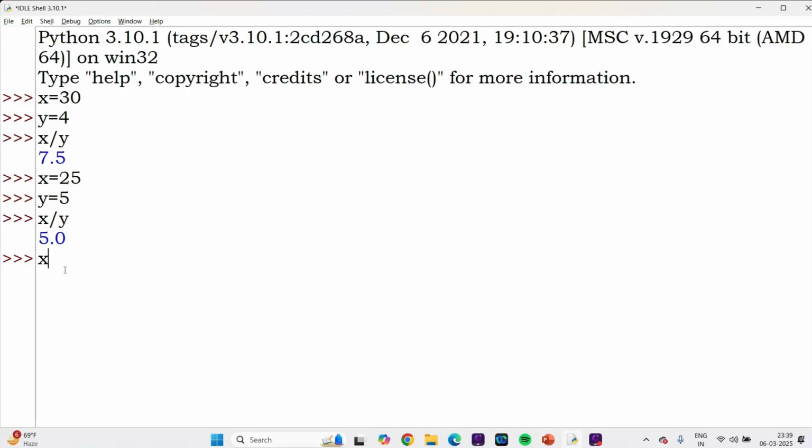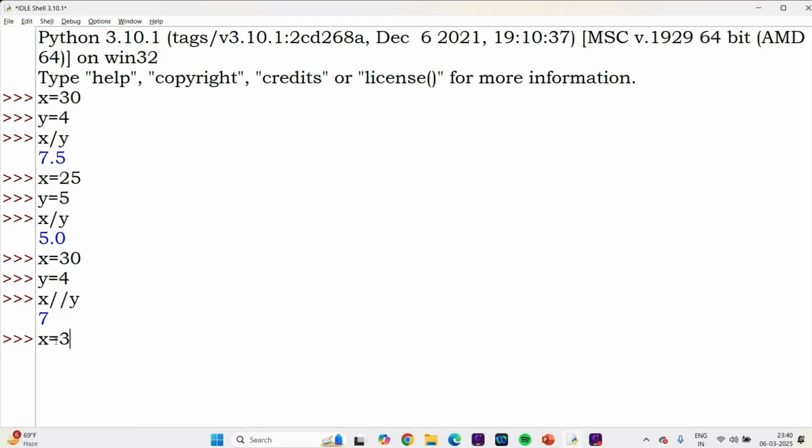Now coming to floor division, suppose I am taking x equal to 30, y equals to 4. If I am trying for floor division operator, that is x double slash y, I always get an integer. But if either of them, maybe x or y, if any one of them or both of them are floating point numbers, then the result will be in float.